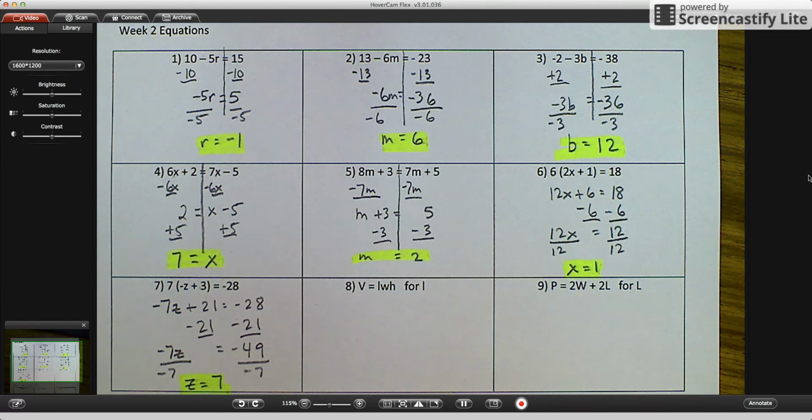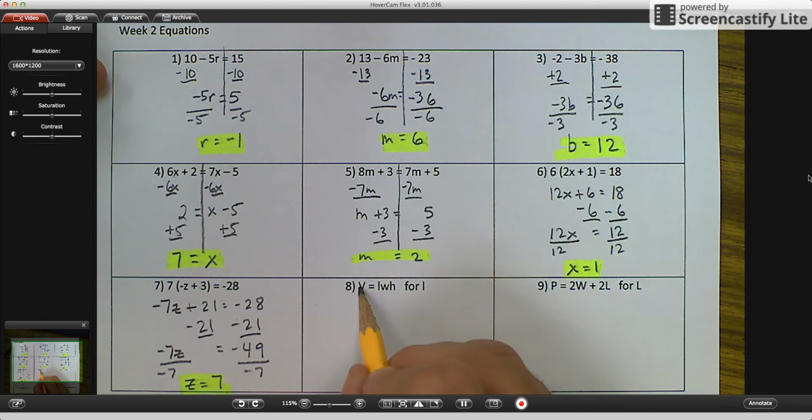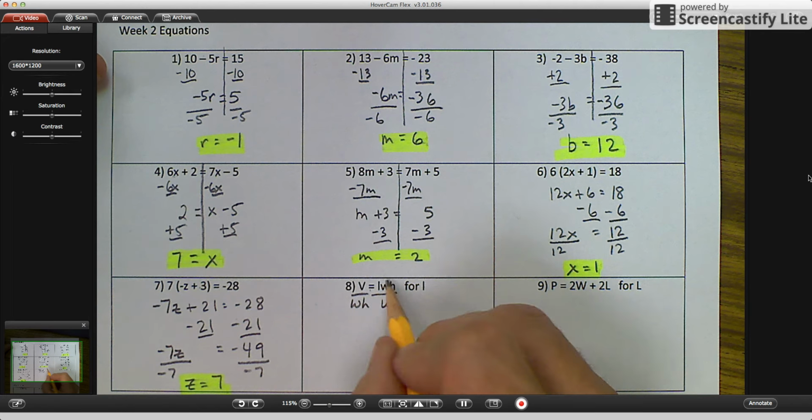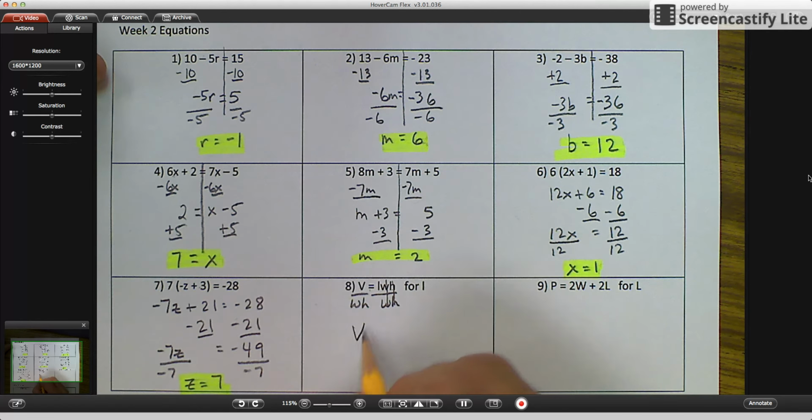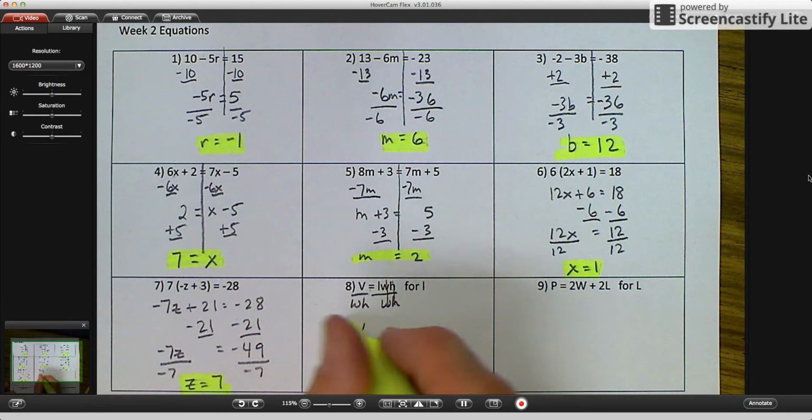Number 8 are our literal formulas. It says volume is equal to length times width times height. We're going to solve for length. So since these are all multiplying, I'm going to divide by WH, divide by WH. They cancel out. Volume over W, width times height is equal to length. And we're done.